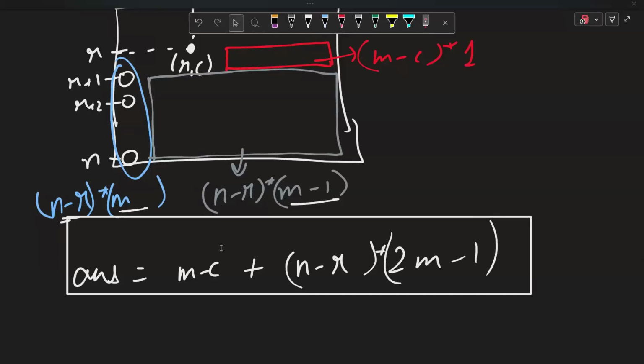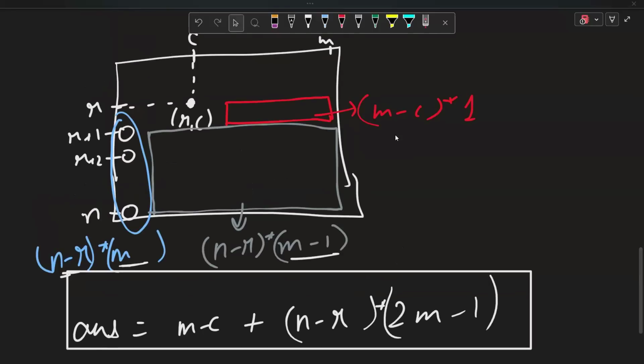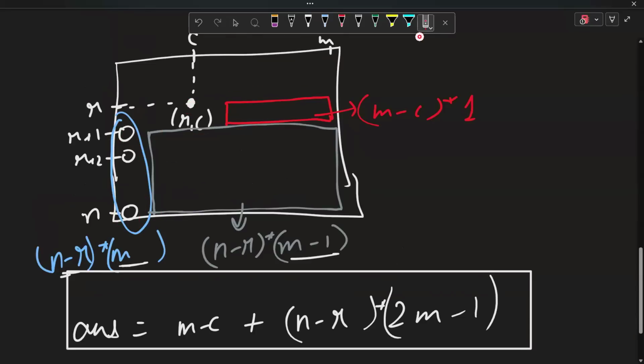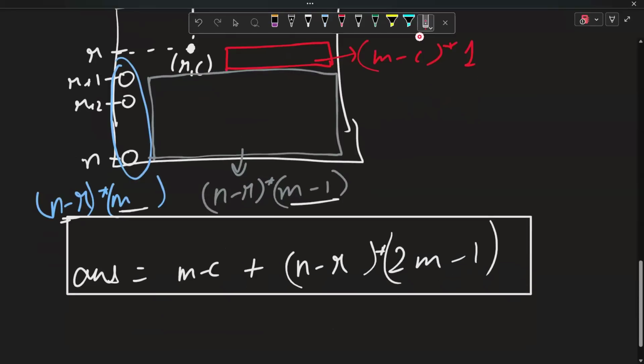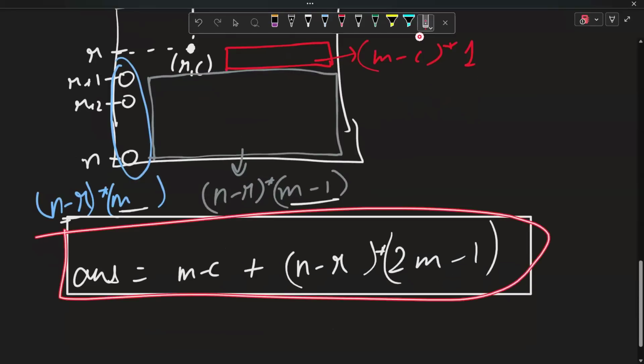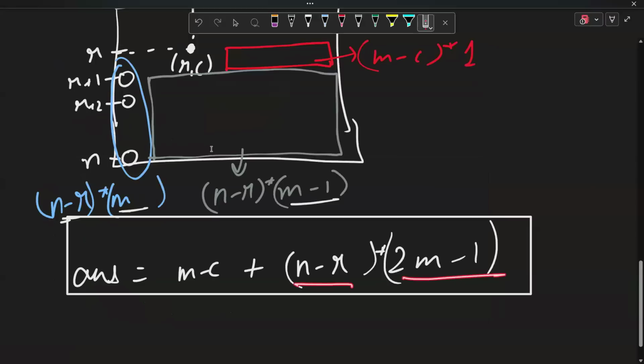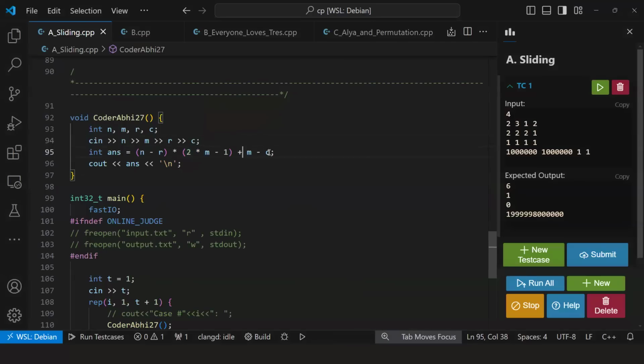I hope this is clear to you. You had to just use a little bit of maths and calculate. This was very simple to calculate. I hope you did that. So this would be my final formula. You have to just write this formula in your code. So you can see, I just took the input n, m, r, and c. My final answer is n minus r times 2m minus 1, plus m minus c.